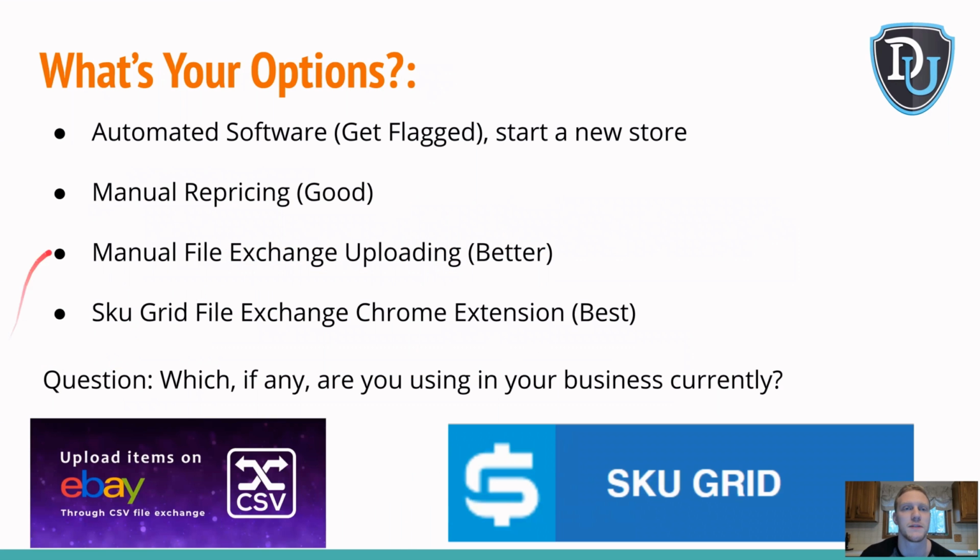So first off, let's move on to what your options are. First off, automated store software, you're going to get flagged. And if you do get flagged, start a new store. I have a video on that, and I'll put that up in the top right here where there's a little i. It'll pop out. You can click on that video as well.